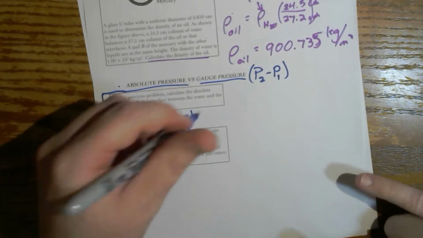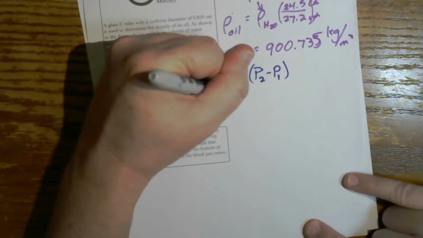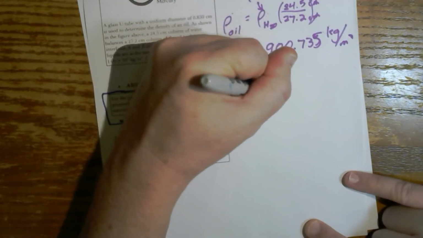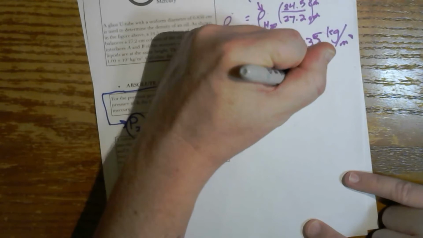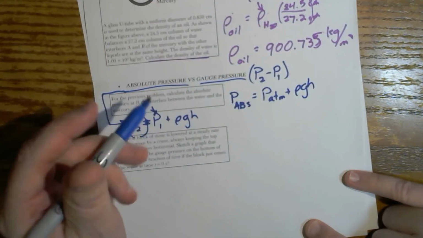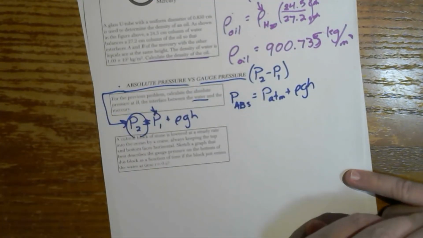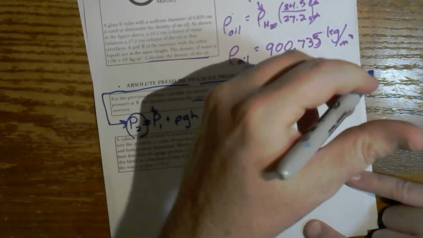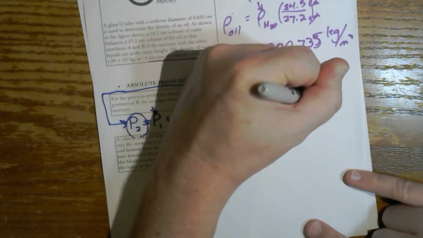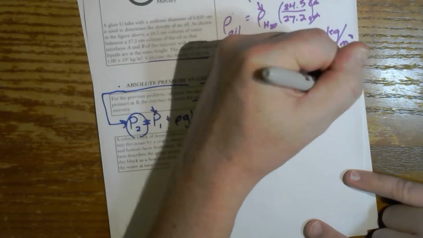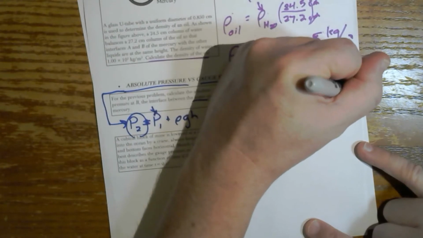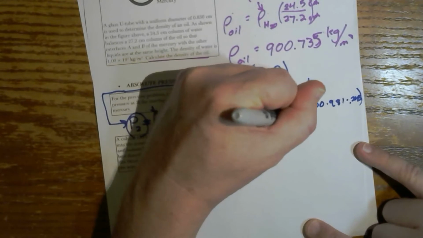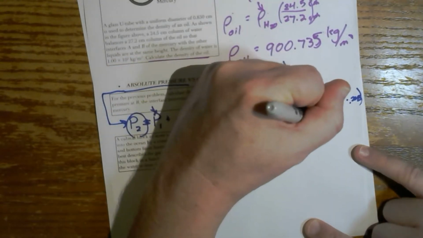So absolute pressure for this particular problem up here, P absolute would just be P atmosphere plus rho GH of the water is what we're trying to find. So that's 101,300 is atmospheric pressure plus 1,000 times 9.81 times 0.245. And you end up getting 103,703.45 pascals.